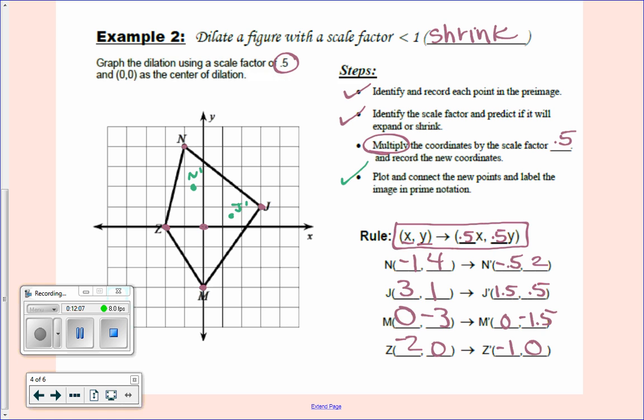M prime is 0, -1.5. Plot your point, label it M prime. And Z prime is -1, 0. Plot your point and label it Z prime. Now that we have all 4 plotted, connect them the best you can. So our scale factor of 1/2, did our figure shrink? Yes. Woohoo!